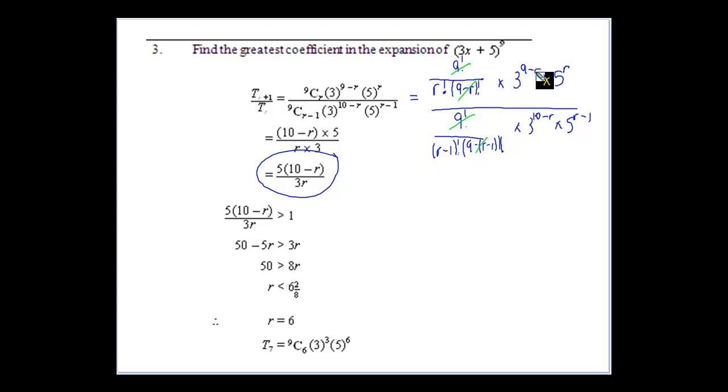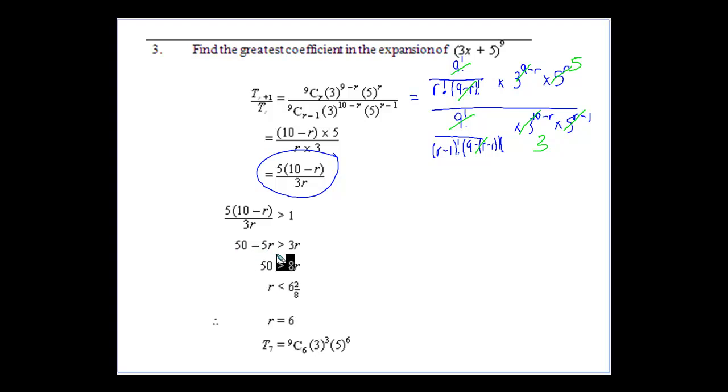So 3 to the power of 9 minus r over 3 to the power of 10 minus r, that's where that would cancel and just leave you a 3 on the bottom. And 5 to the power of r over 5 to the power of r minus 1 is going to give us just the 5 on the top. So that's where the 5 comes from, and that's where the 3 comes from. There's our expression.